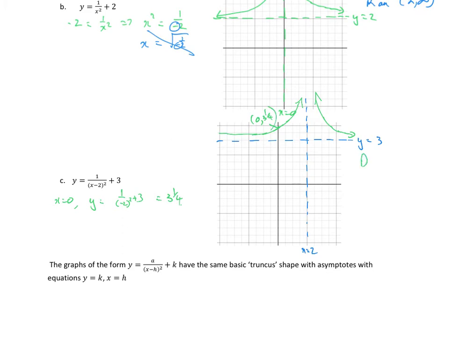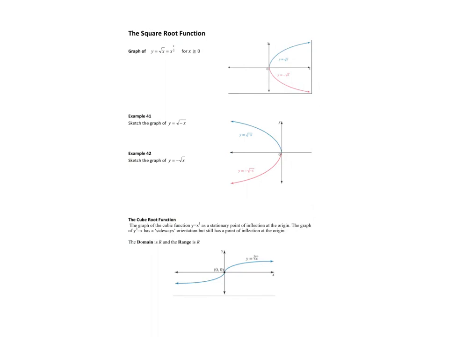Again, domain is R except for that asymptote at 2, and my range is from 3 to positive infinity. All right, so hopefully we've worked with our truncus. We've got a bit of a feel for what that looks like. All right, my square root function.